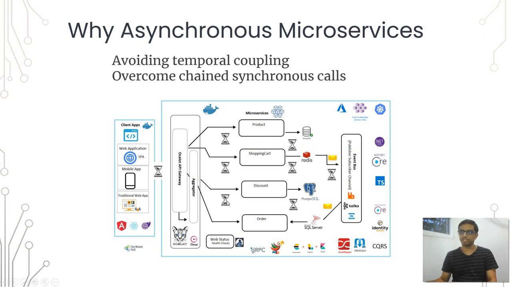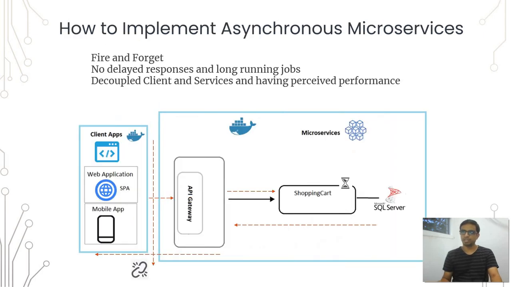Each of these services takes time to respond to the client, and that results in latency. So by doing asynchronous microservices, you can avoid that latency and be more responsive to the client request. To implement asynchronous microservices, we do something like fire and forget, which has no delayed responses or long running jobs in the backend, and we decouple the client and services and have a perceived performance.